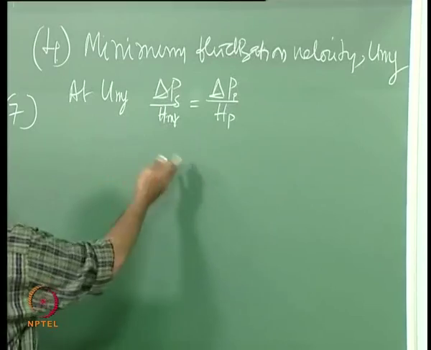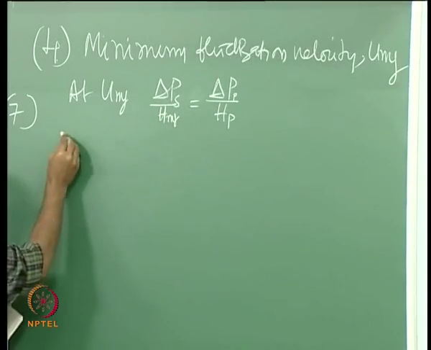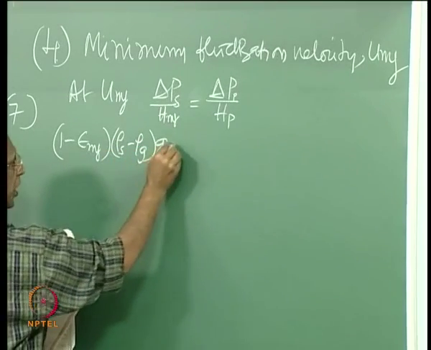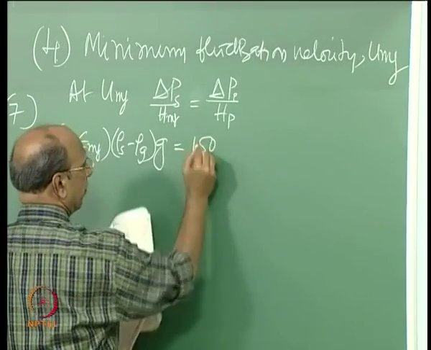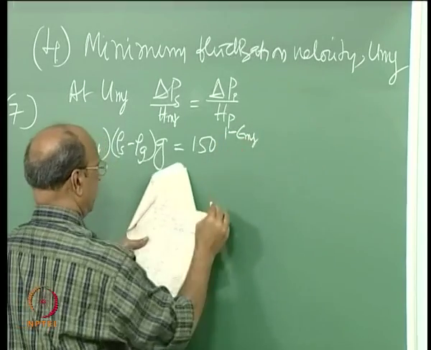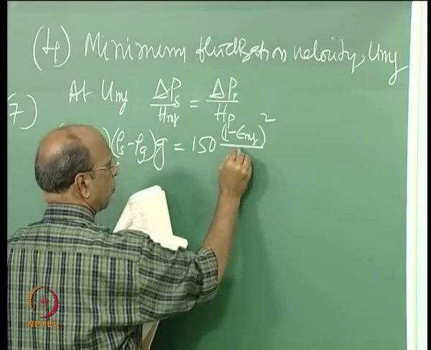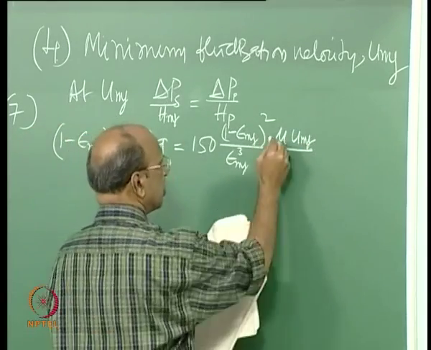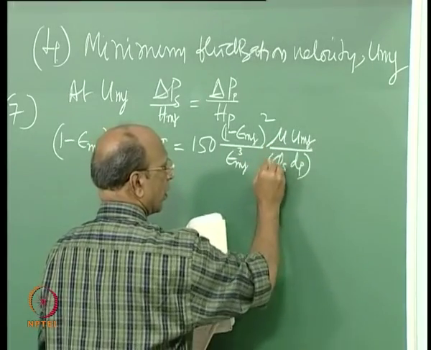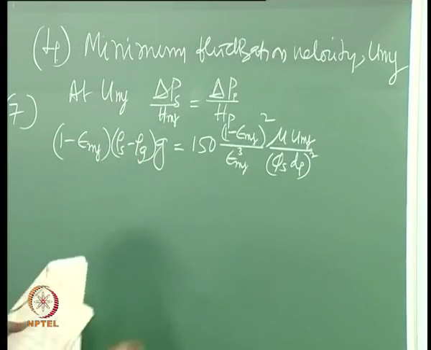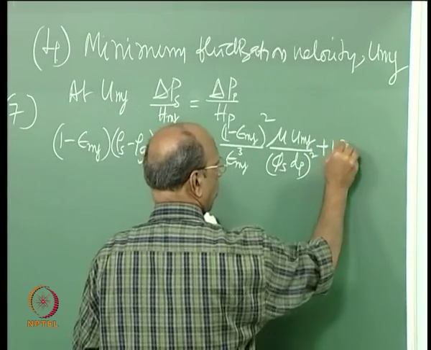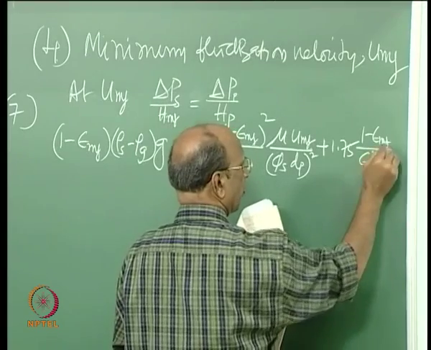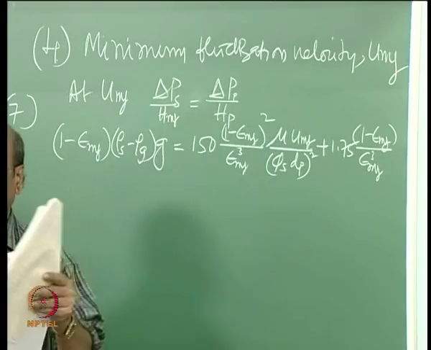So now I have to write here the Ergun's equation. Here delta P s, that familiar equation, is (1 minus epsilon MF)(rho s minus rho g) into g, equal to, the other equation, 150 (1 minus epsilon MF) squared over epsilon MF cubed, mu UMF, because at UMF we have already balanced, this is mu viscosity, and (phi s by dp) whole square. That whole square comes, and here I have 1.75, again 1 minus epsilon MF by epsilon MF cubed. How you get these cubes and all that, you could have done it in the Ergun's equation derivation.